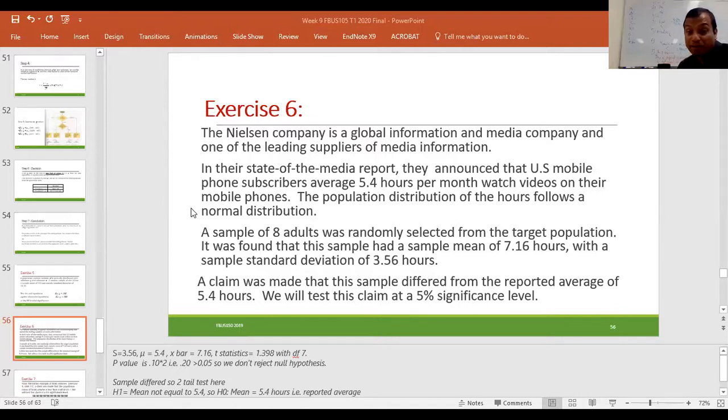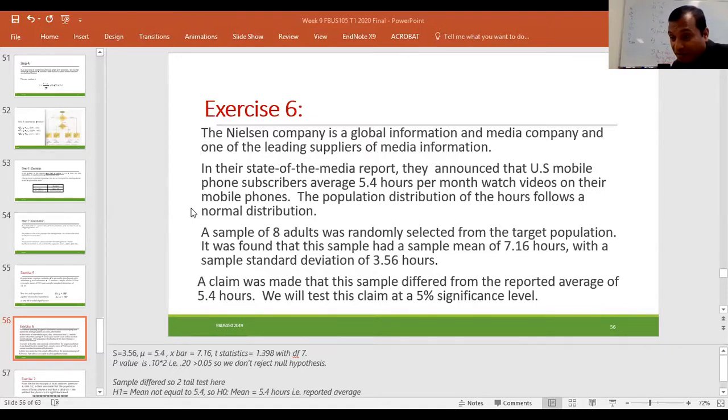A claim was made, and this is important because it will help you formulate H0 and H1. A claim was made that the sample differed from the reported average of 5.4 hours. So what is mu? Mu equals 5.4 hours. So what is the claim? They're claiming mu is not equal to 5.4 hours. It's not saying higher or lower than the average. It's saying differed. Differed means it's one-tailed or two-tailed? Think about it.